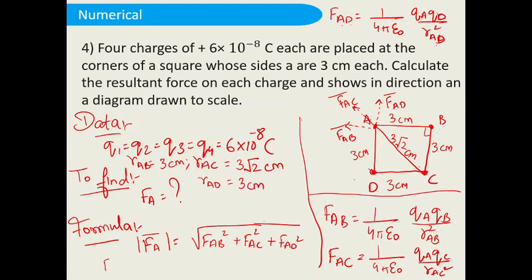So we have to substitute. First we will calculate FAB, second FAC, third FAD. And in the fourth step we will calculate the total force FA, which is under root of FAB square plus FAC square plus FAD square. So this calculation part is homework. Please do this homework. Let us move to the next question now.